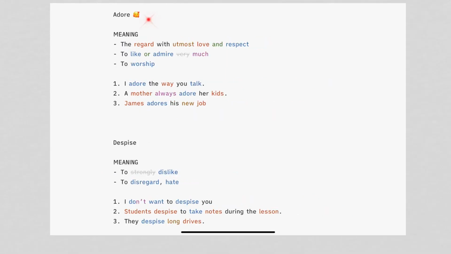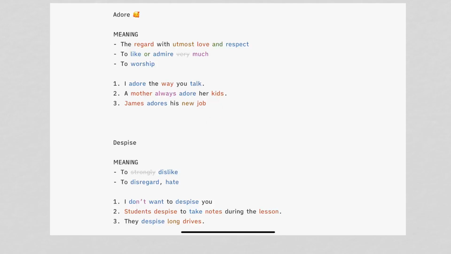The last two words for today are adore and despise. Adore means when you have regard with utmost love and respect. When you like or admire someone so much, or worship. I adore the way you talk. So when you like something or someone so much, you can use the term adore. A mother always adores her kids. James adores his new job.